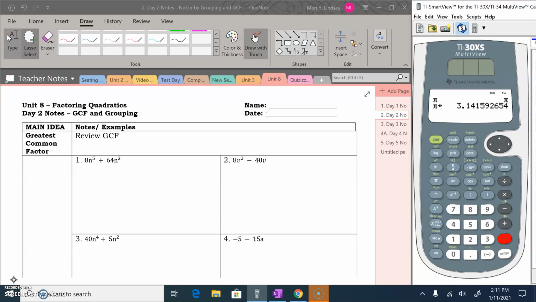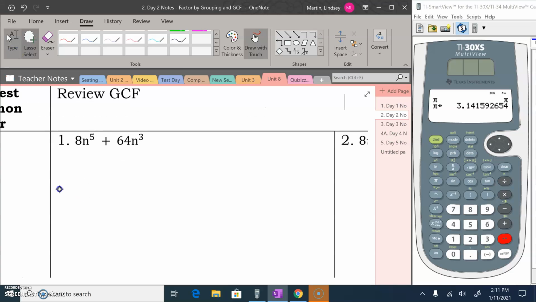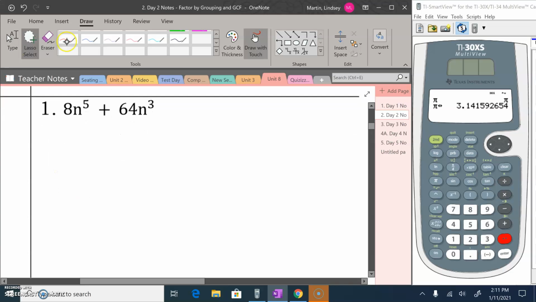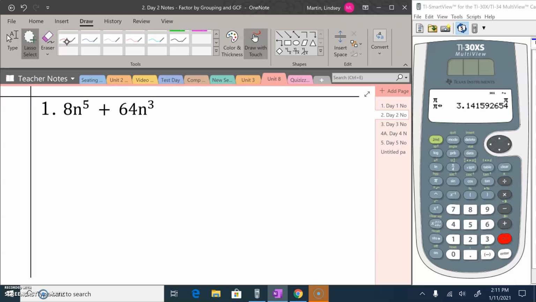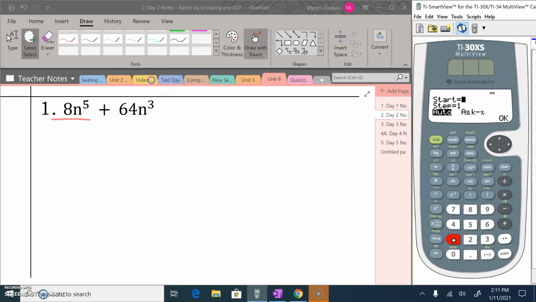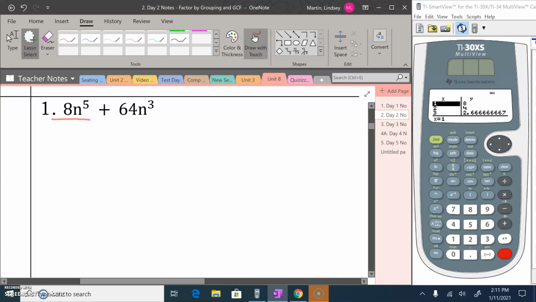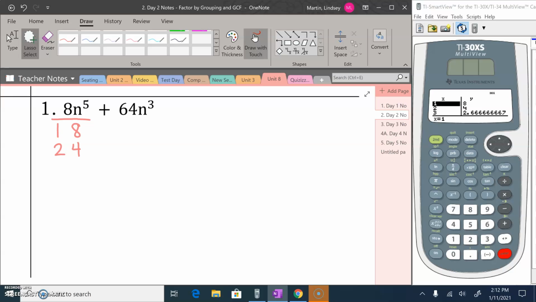The first thing that we want to do is list out all of our factor pairs for 8n to the 5th. If you remember from last time, I would go to the table, take my number, and divide it by x, start at 1, and find all of my factor pairs. My first factor pair is 1 and 8, and second is 2 and 4. And I have 5 n's.